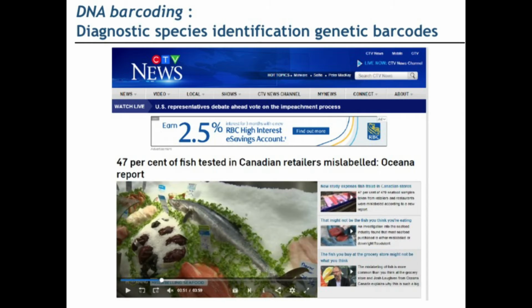So clearly, something should be done to do things better in terms of traceability, and DNA barcoding could be a very, very easy way to do it, but government don't really do it yet. So they should do it, and it's cheap.